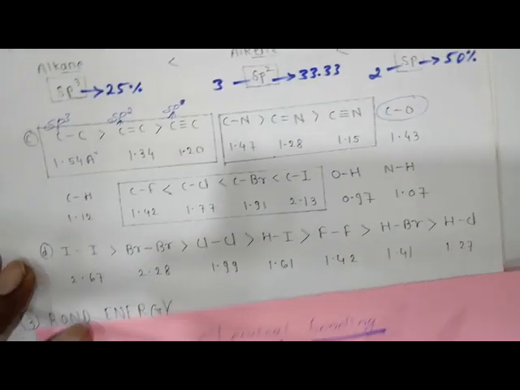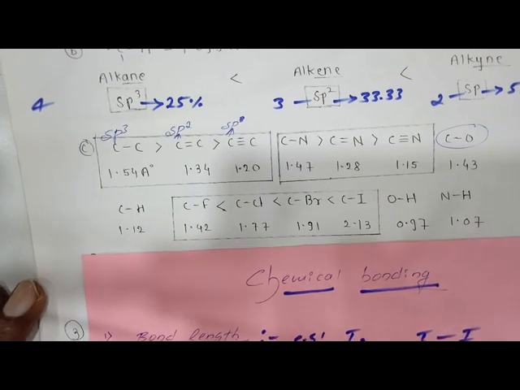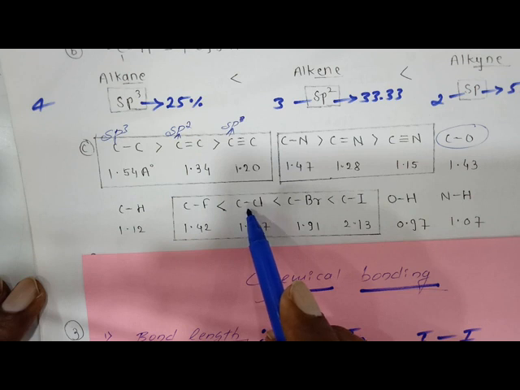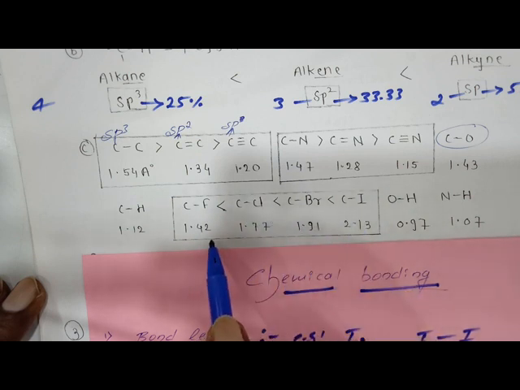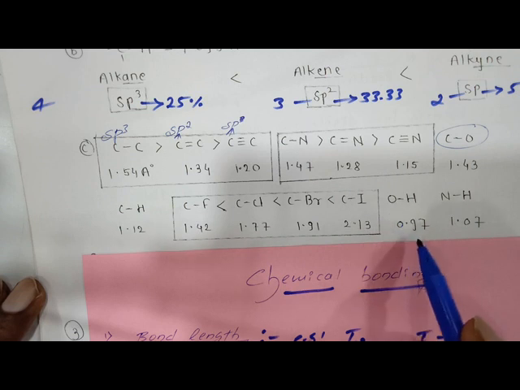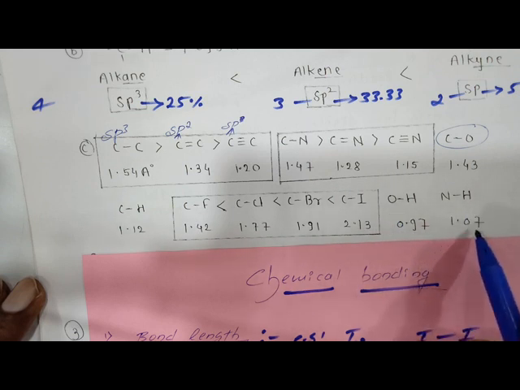Similarly, in this case, as we move from C-F to C-Cl, C-Br, C-I, the bond length goes on increasing. Understood? Now O-H has bond length 0.97 and N-H has bond length 1.07.